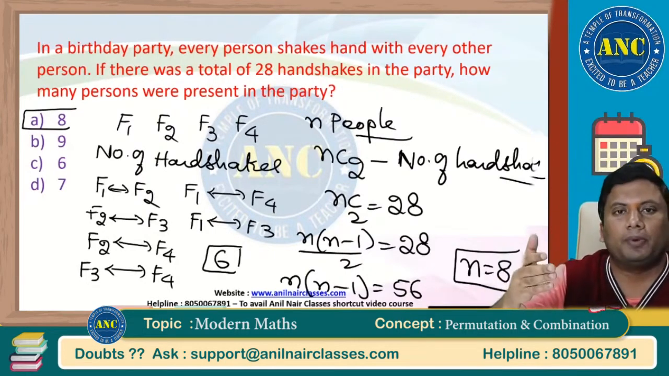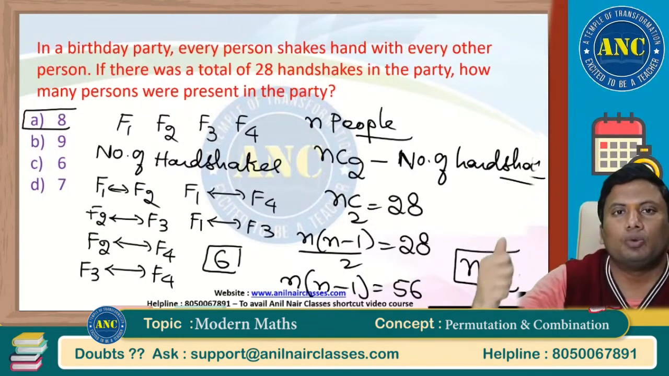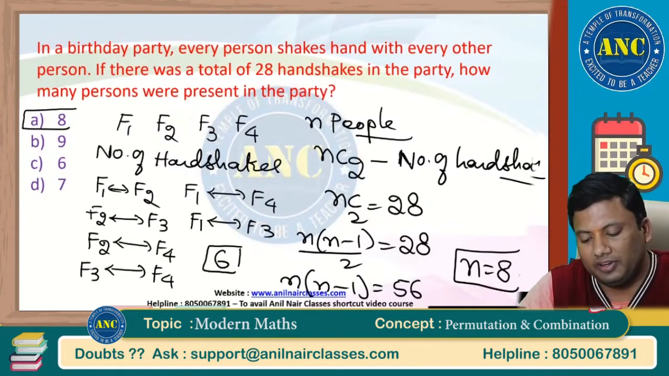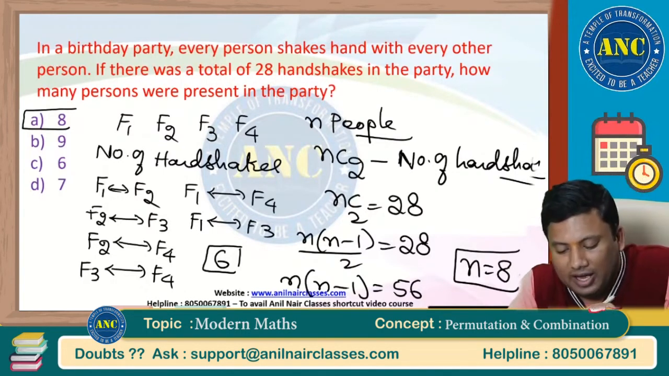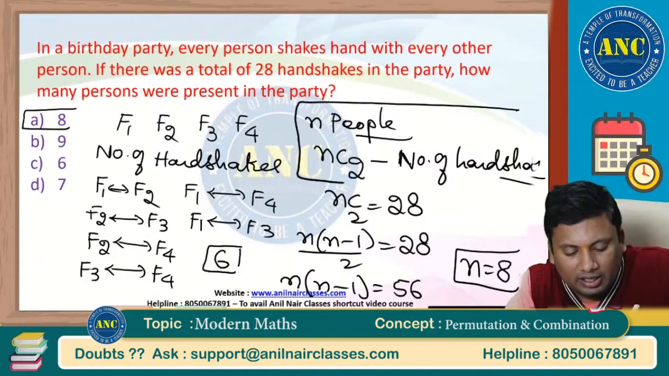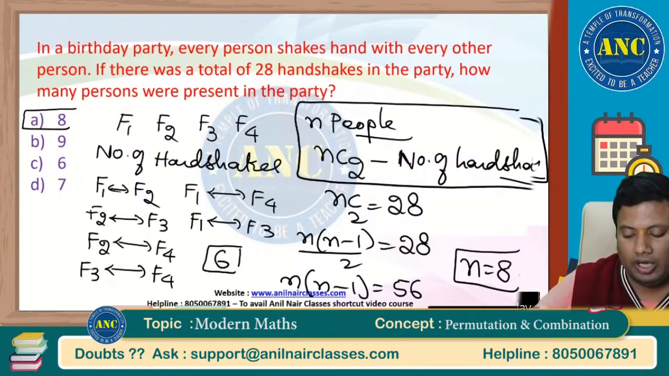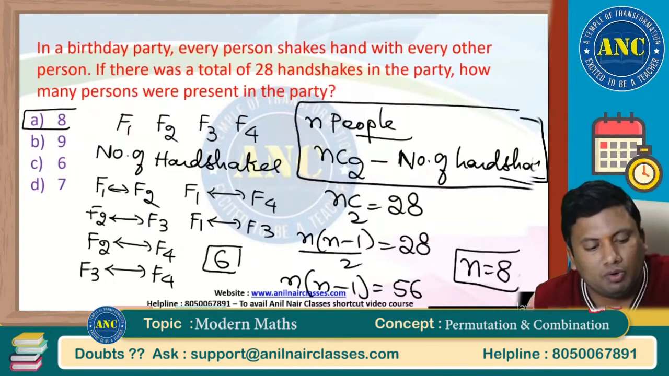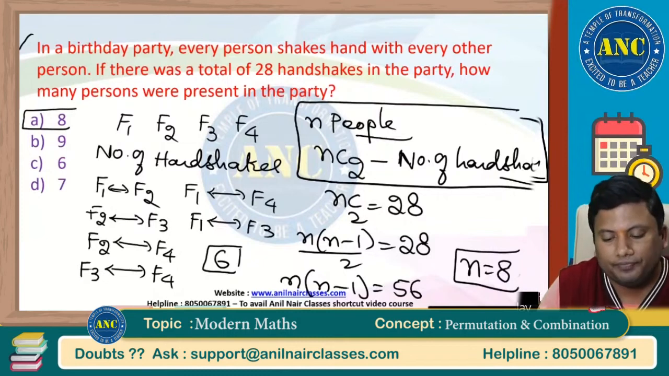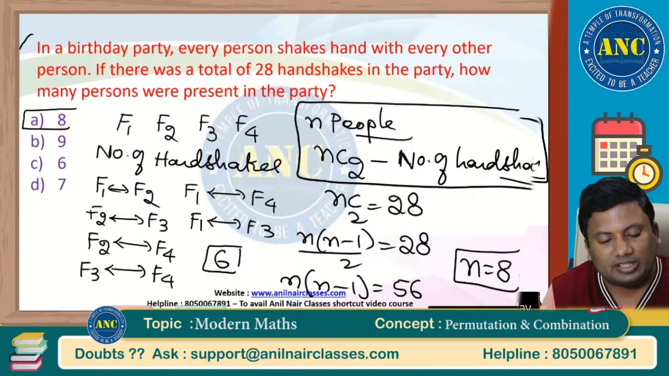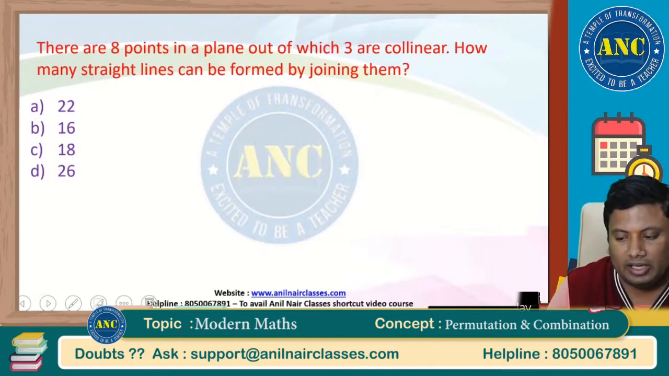If n people are there, I need 2 people to shake hands. Out of n people, I require 2 people to shake hands. So the number of handshakes is given by nC2, which is nothing but n into n minus 1 by 2. This is a very high frequency question which came in many exams, sir. The number of handshakes is nothing but nC2.